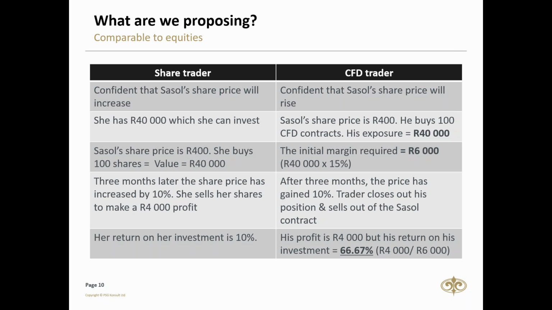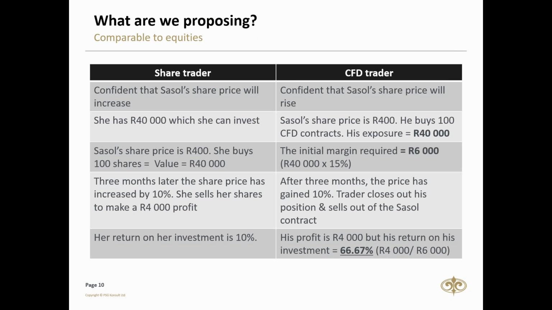So now a CFD trader has the same thought process, wants to buy 40,000 Rands worth of exposure on Sasol, but that means he only has to buy 100 CFD contracts and only put up 15% margin to get the same exposure, which equates to 6,000 Rand. After 3 months, the share is at the same level, 440 Rand, and makes the same profit. But what is important to note is that on a CFD, you don't make more money than on the share, but your percentage return on investment is a lot higher. In this case, you made 66% return. How do we get to that number? You say your profit divided by the margin placed on deposit.